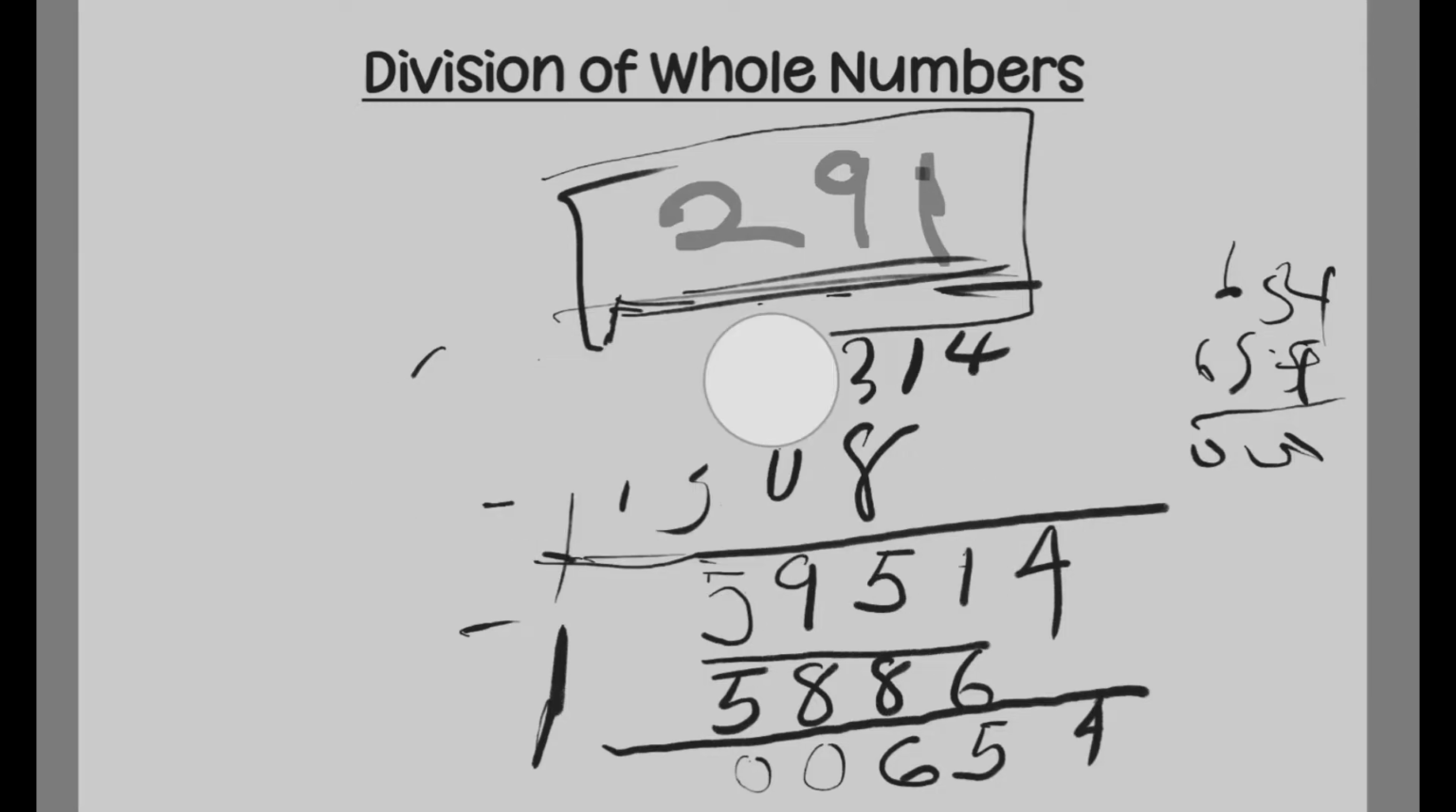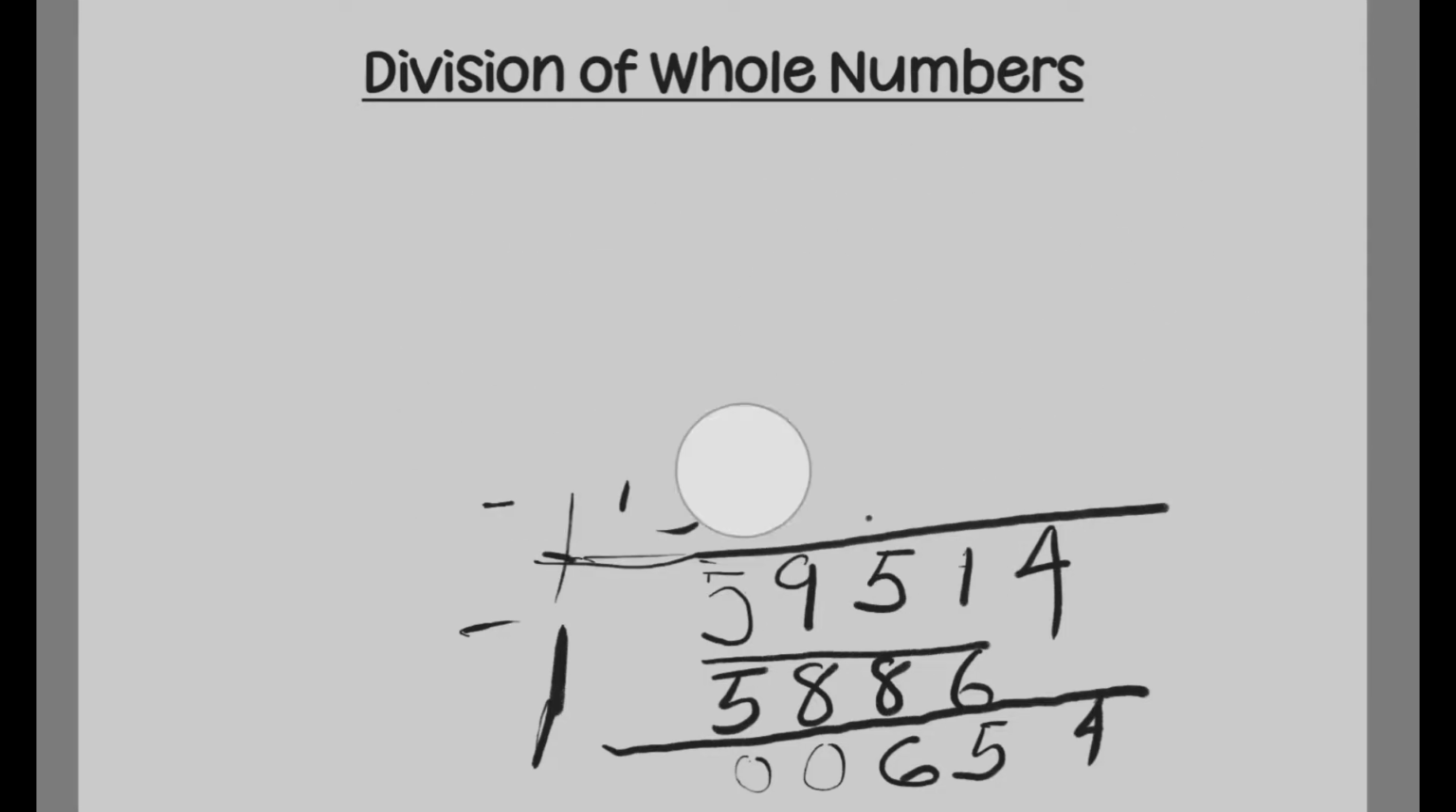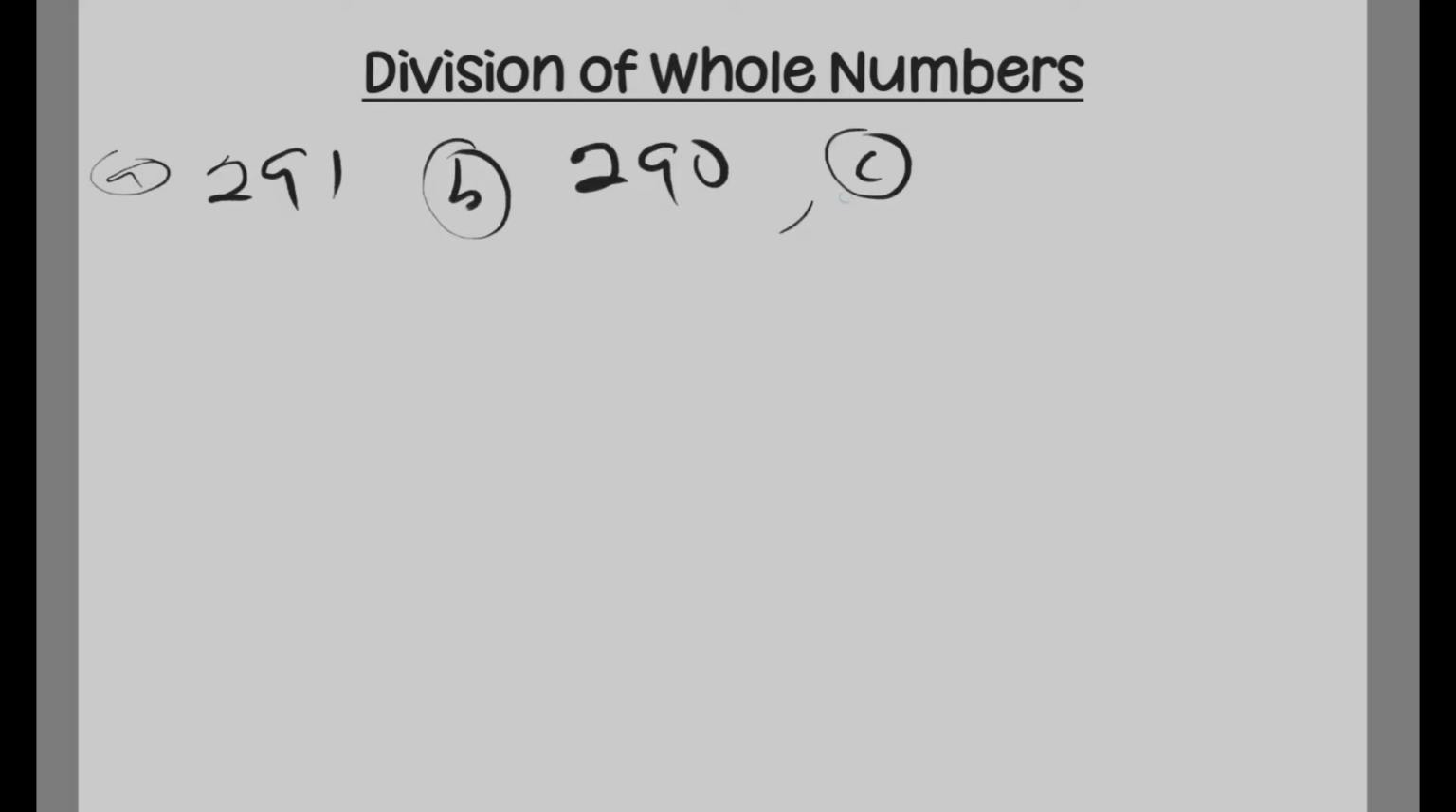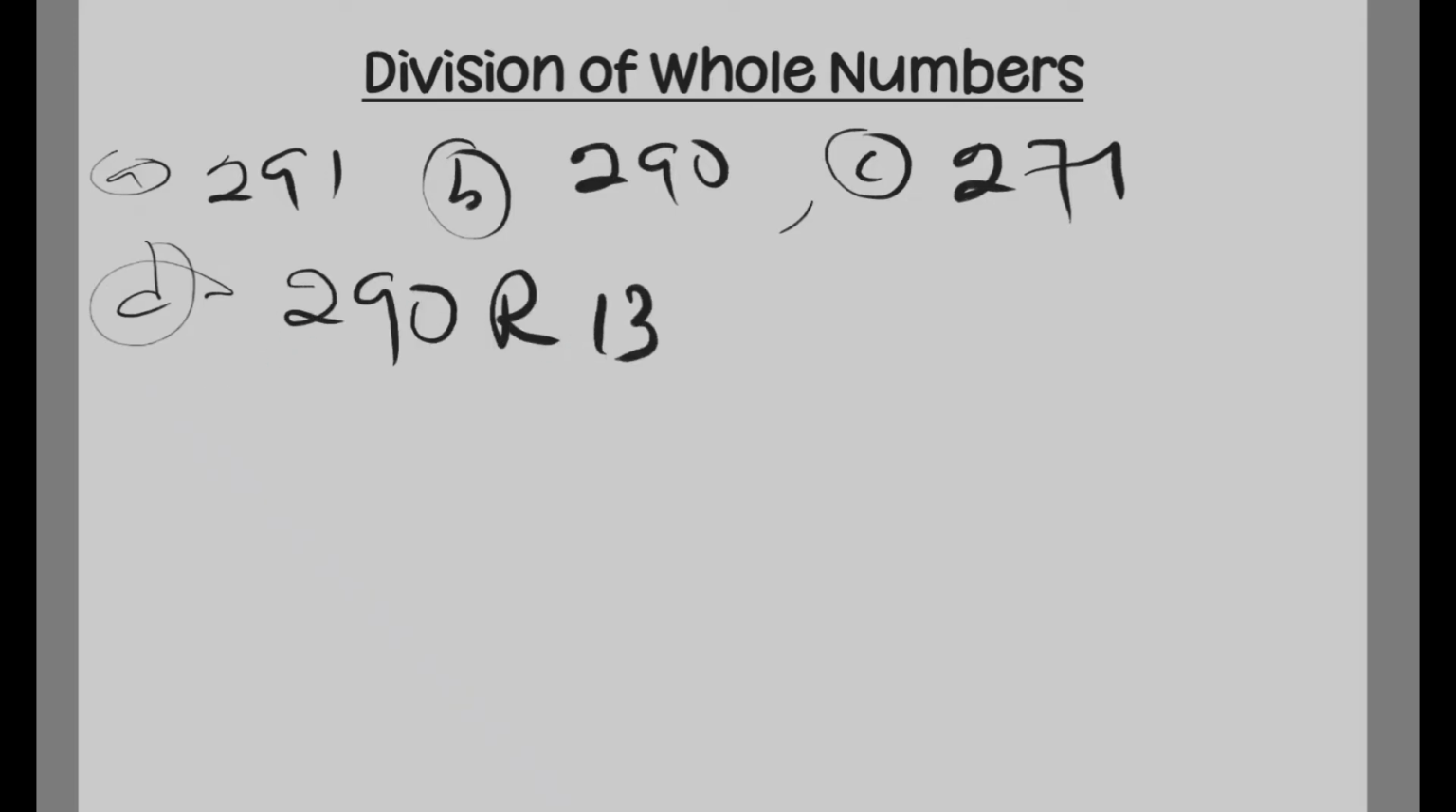So if you remember what the options were that I gave you, A was 291, B was 290, C was 271, and D option was 290 remainder 13. So our answer that we've got, this number right here, is 291. So that is how you solve that. That is how you solve this question.